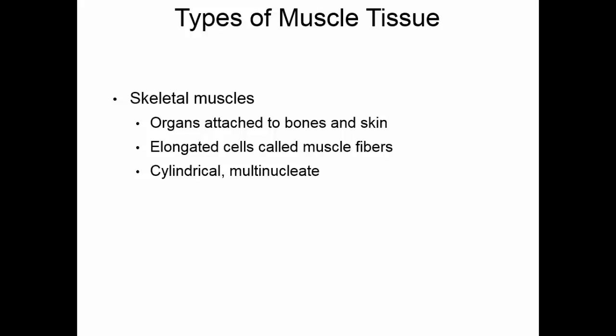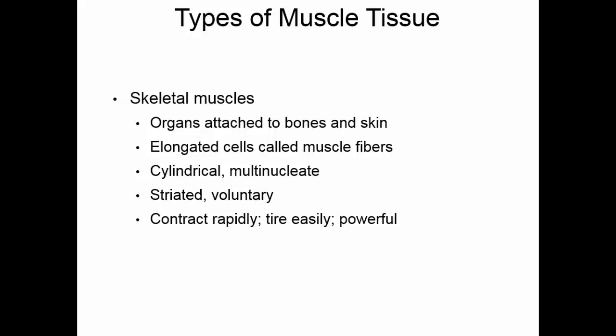When you look at these cells under the microscope, they appear to have little striations or stripes, so this is referred to as striated muscle tissue. Also, this type of tissue is voluntary. We consciously control when these muscles contract. They contract very rapidly, but they do tire easily. They are very powerful in their contraction. The nervous system is required to stimulate these muscles to contract.